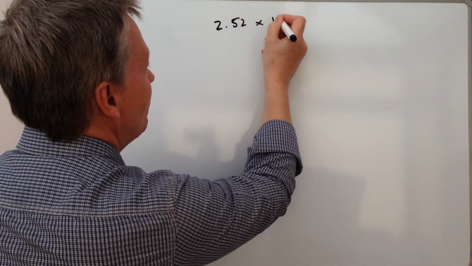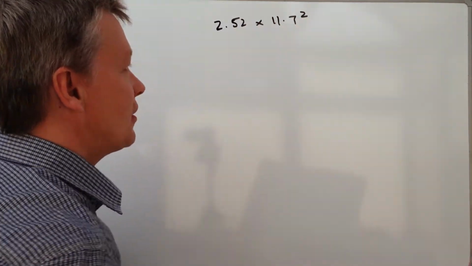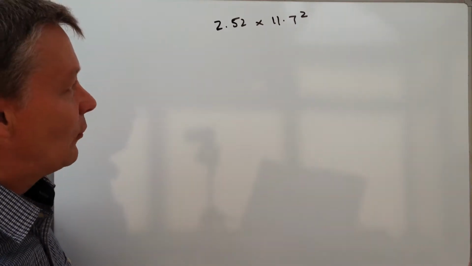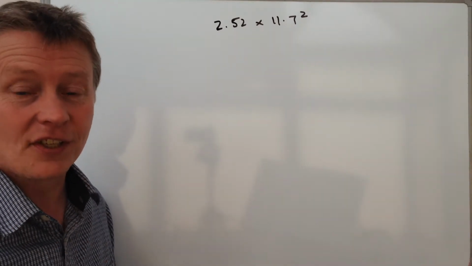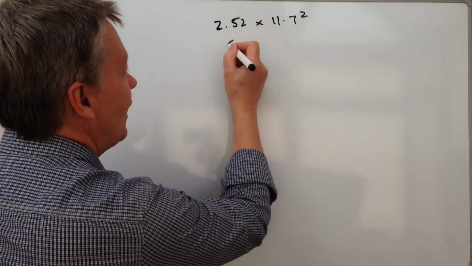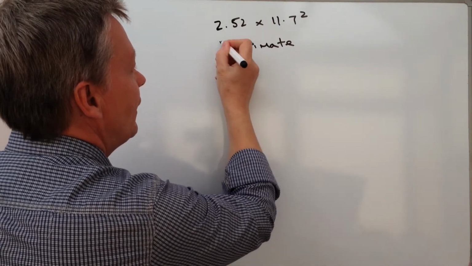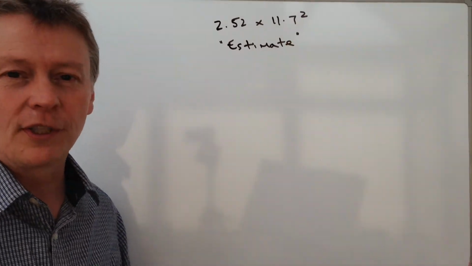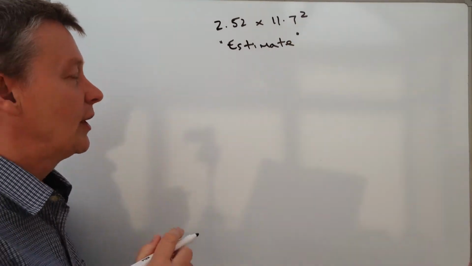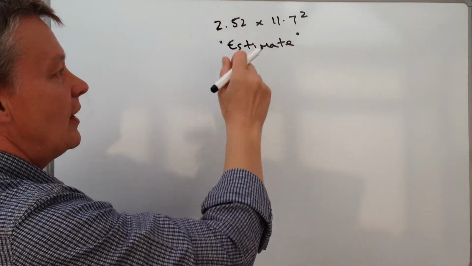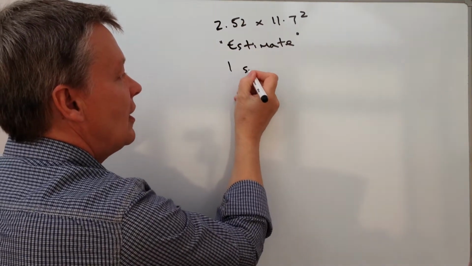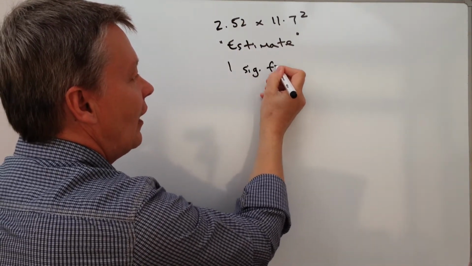2.52 multiplied by 11.7 squared. Okay, and what they want us to do is to provide an estimate for this calculation. Well, the difficulty with it is a couple of things. Generally speaking, when we're talking about an estimation, we're looking at rounding these numbers to one significant figure.